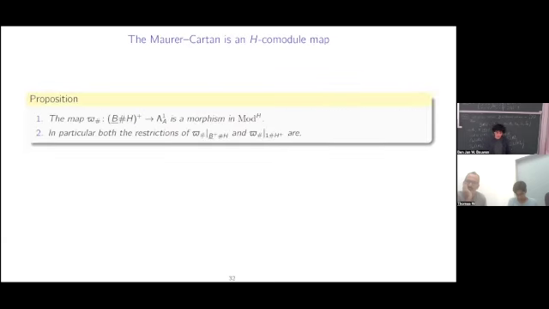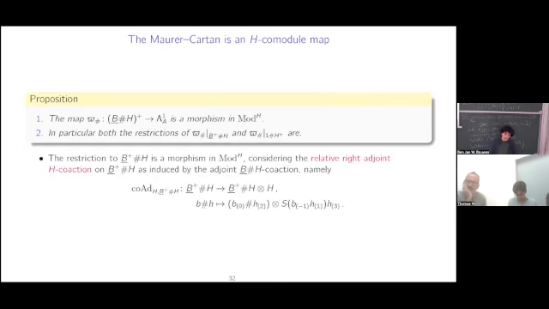Okay, so again, the Maurer-Cartan restricts to these two spaces as a morphism inside this category. The restriction to B plus smash H is a morphism in this category considering the relative right adjoint H coaction. Okay, so this is just induced by the regular adjoint B smash H coaction, but you have to project. So you are going to have some kernel of the counit on B appearing in this factor, and this is the explicit formula that you get.